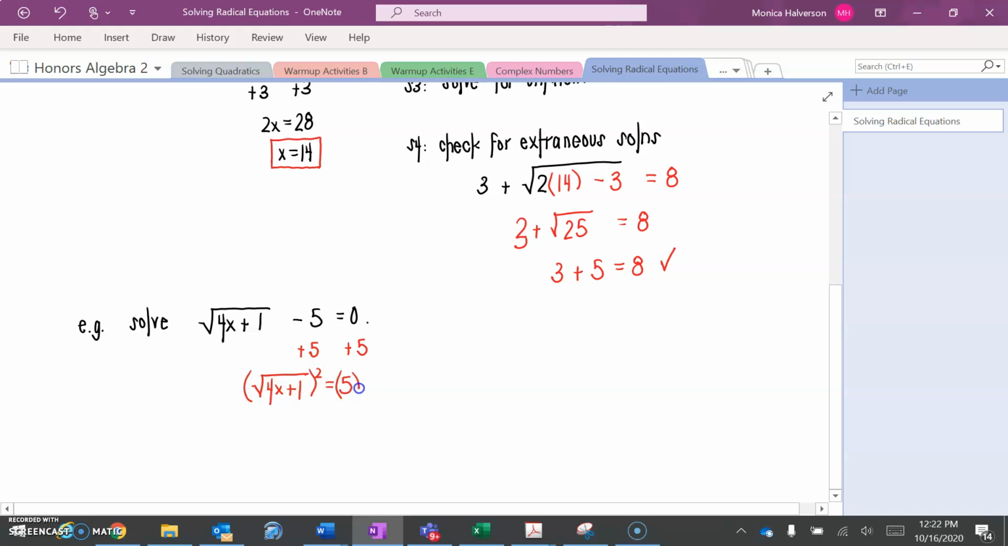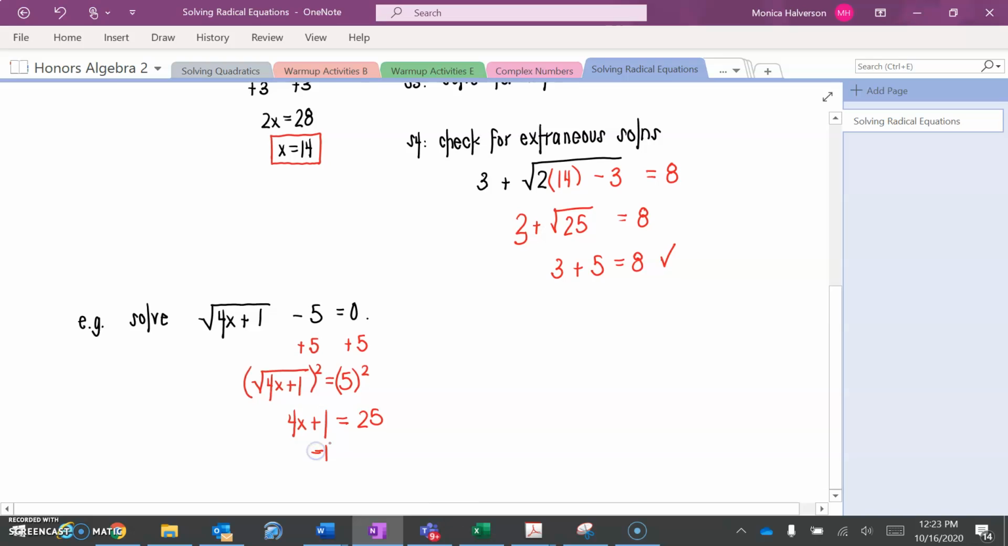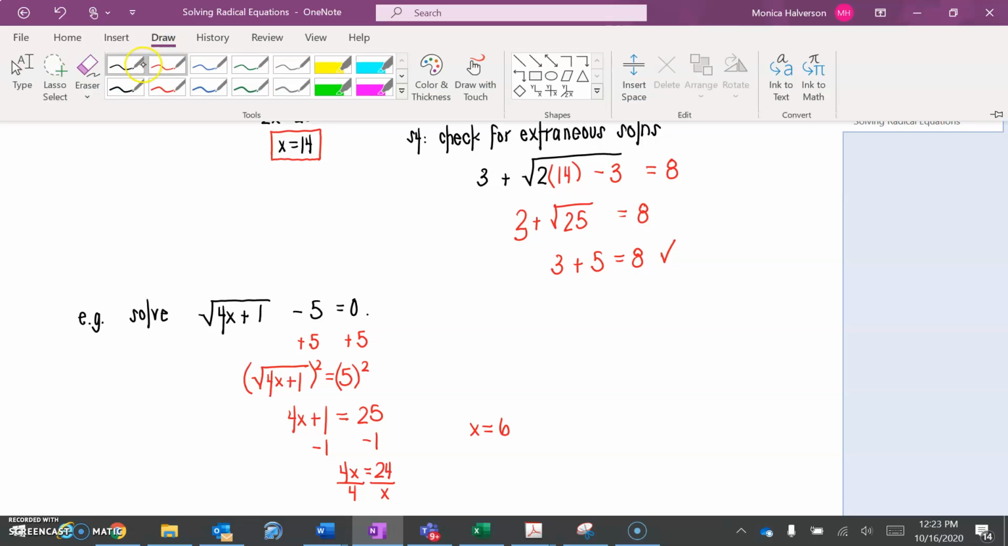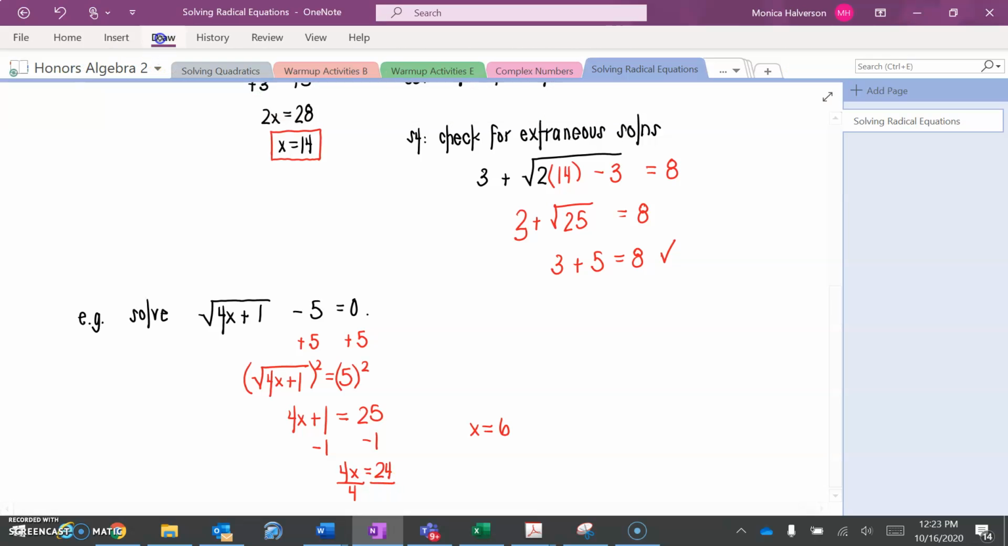Then you would square both sides because the index number is 2, and get 4x plus 1 equals 25. You would solve now, by subtracting 1 from both sides and getting 4x equals 24, and then dividing by 4 and getting x equals 6. Now the final step would be to check by plugging it into the original equation. When I did that, it worked, and so our answer is correct. X equals 6.